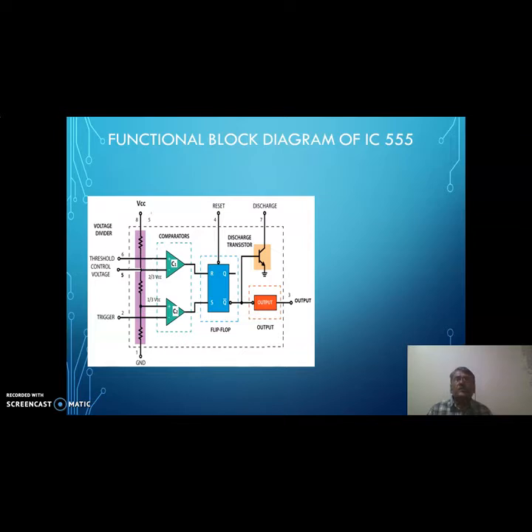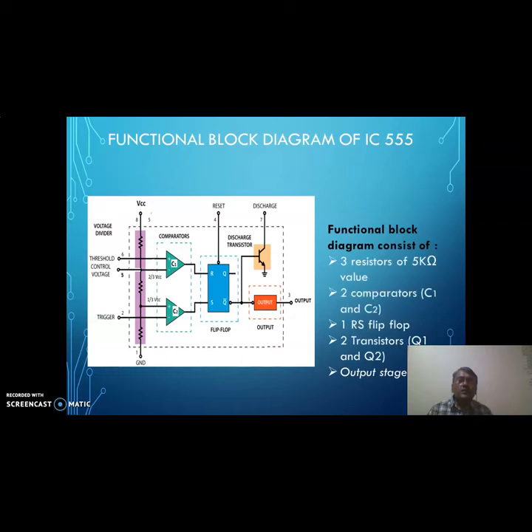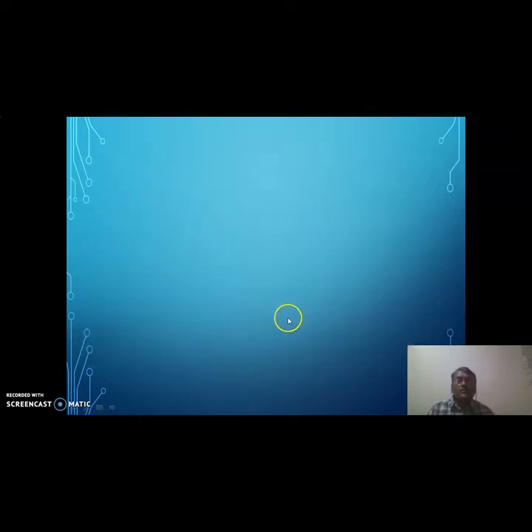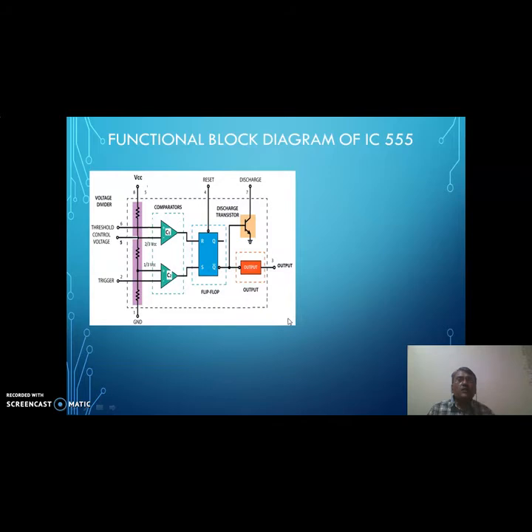So you see this is the functional block diagram of the IC555. It basically consists of 3 resistors, each of 5 kilo ohm. These are the resistors shown here, 1, 2 and 3. They are connected in series. Then it has 2 comparators, C1 and C2, that is the upper comparator and the lower comparator. There is one RS flip-flop and then one transistor which is called the discharge transistor. There is an output stage, and finally we can get the output here. Then we will see the function of each block.